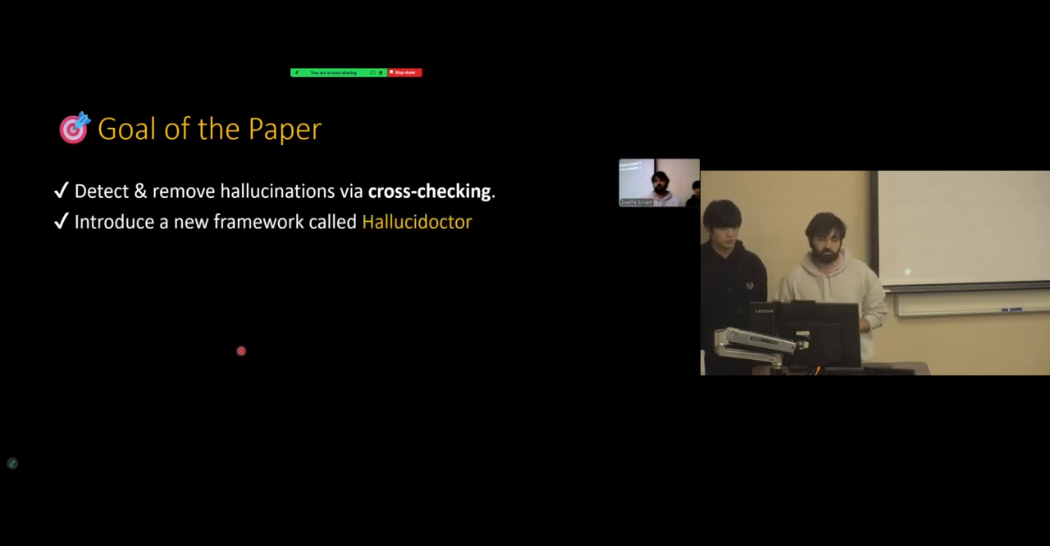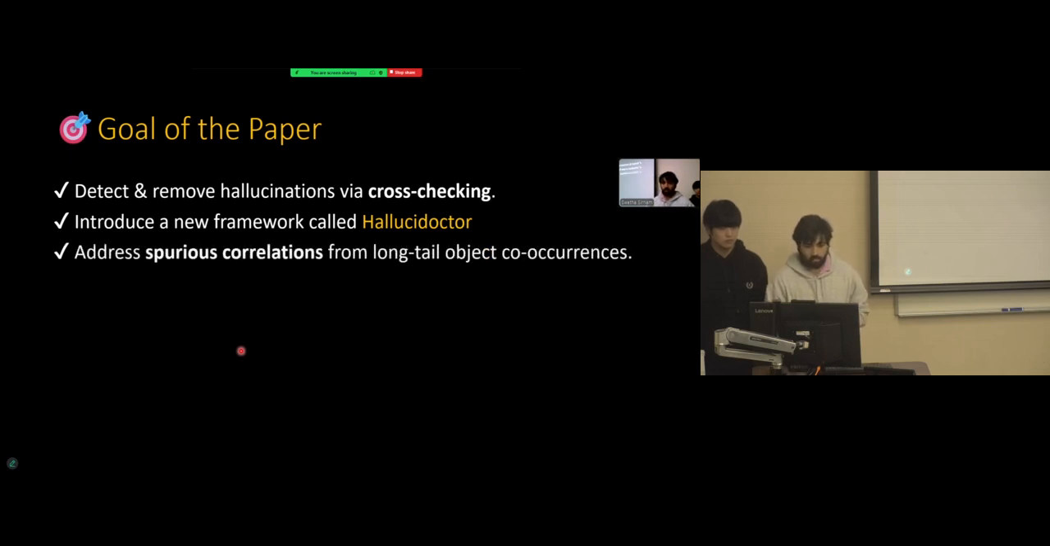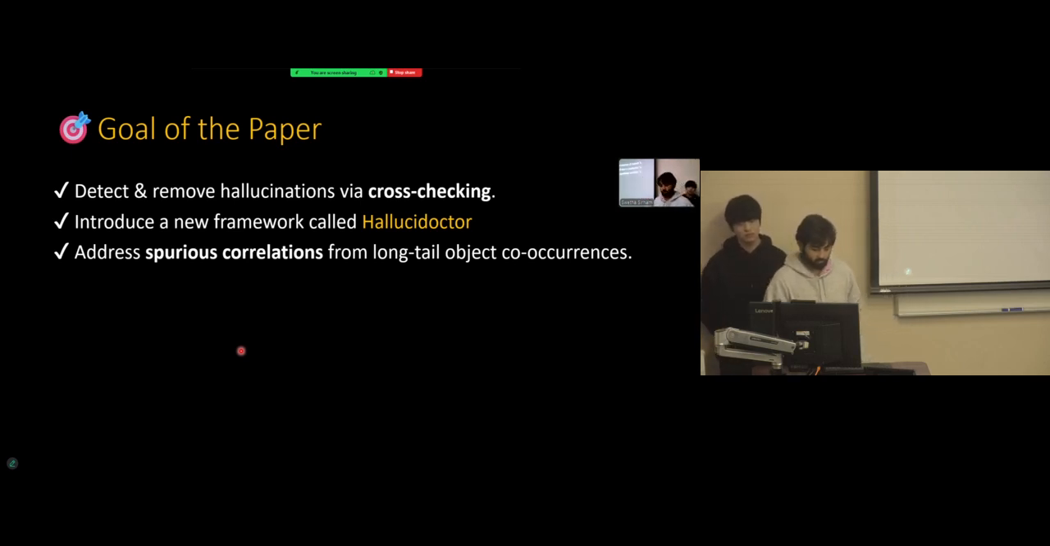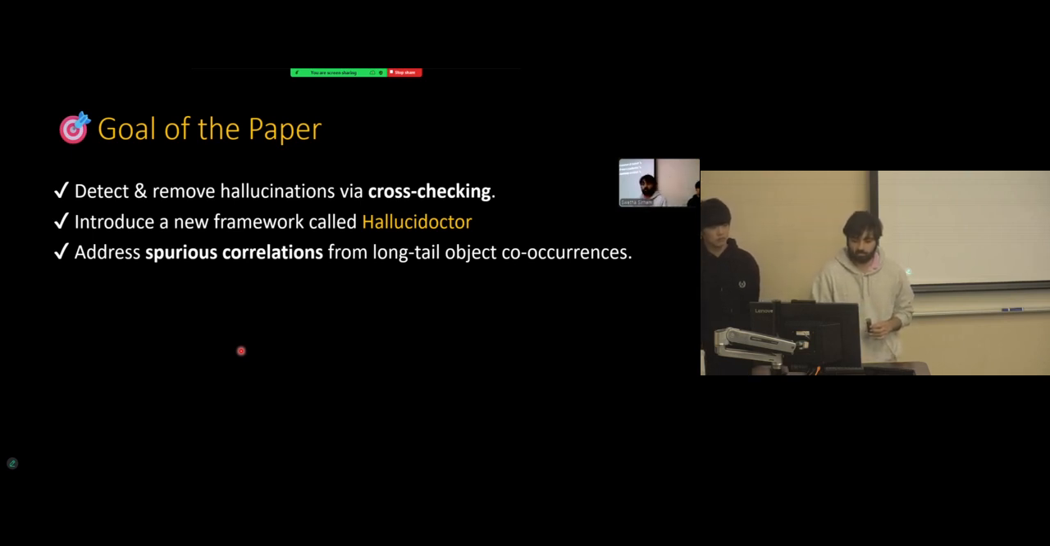To do that, they introduce a two-module framework, which is what they call HalluciDoctor. This framework addresses spurious correlations. What it means is that in the training data, sometimes due to the sheer frequency, the model learns relations between two objects. For example, if fork and spoon appear together a lot of times in the training data, the model will learn that if there is a fork, there must be a spoon. And sometimes that's not the case. So this is not exactly the right thing.